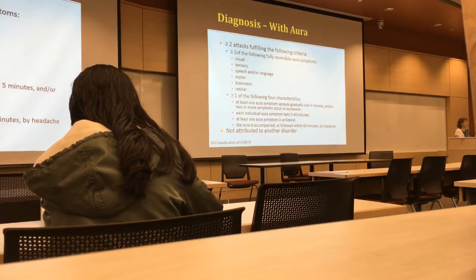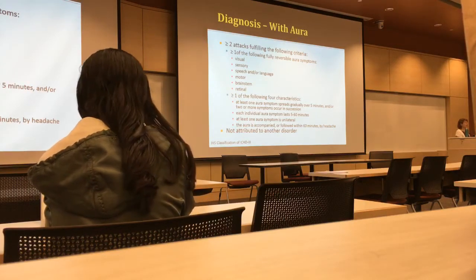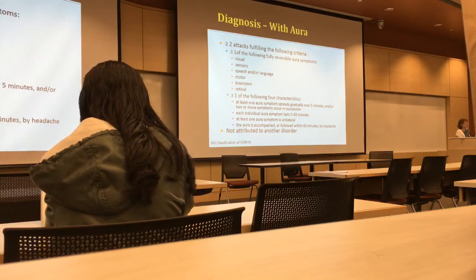You have to have at least 2 or more attacks that fulfill the following criteria. More than 1 of the following: fully reversible aura symptoms, and these are symptoms that people may have as part of their aura: visual, sensory, speech and language problems, motor problems, things that occur through the brainstem and eye system. Greater than 1 of the following 4 characteristics: at least 1 aura that spreads gradually over 5 minutes, 2 or more symptoms that occur in succession, and these symptoms last 5 to 60 minutes, and at least one aura symptom is unilateral.